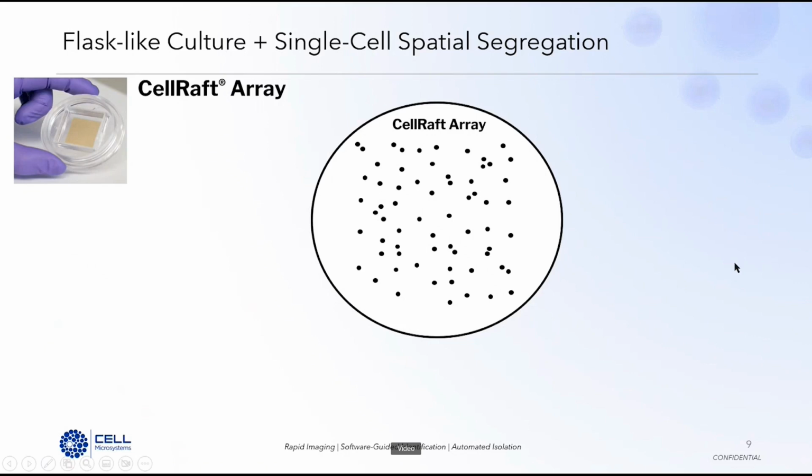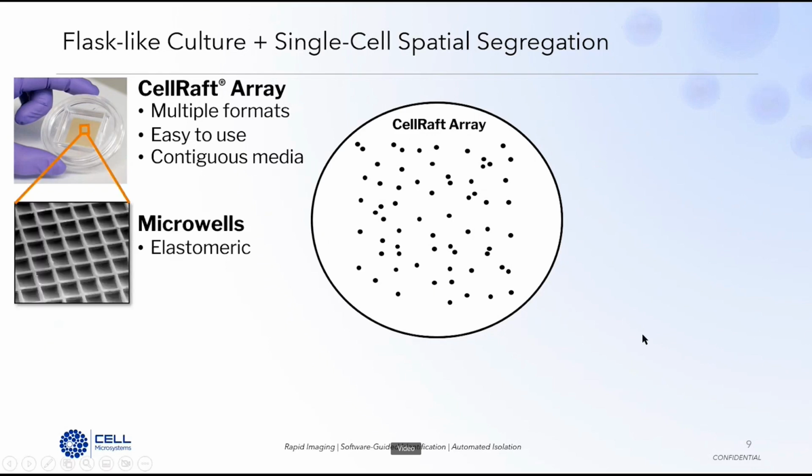So today we're going to talk to you about the CellRaft array, which you can see on the left-hand side here. It's a specialized tissue culture consumable that allows you to seed your cells into that center reservoir as you see here. It comes in multiple formats. It's very easy to use, just like any other tissue culture dish. And importantly here, all of the cells that you're seeding in that reservoir share a contiguous media, as you can see in the cartoon here.